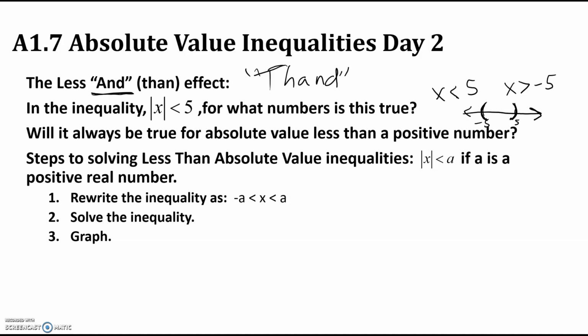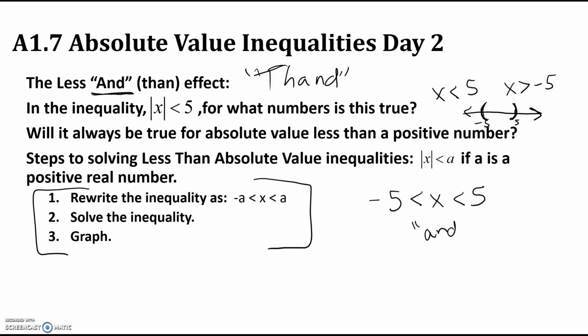Okay, so we're going to start with solving less than absolute value inequalities. We're going to rewrite the inequality. It looks like this. For my example up top, it would be negative 5 is less than x, which is less than 5, which is how most of you guys are used to seeing the "and" inequalities. Then you're going to solve if necessary and graph.